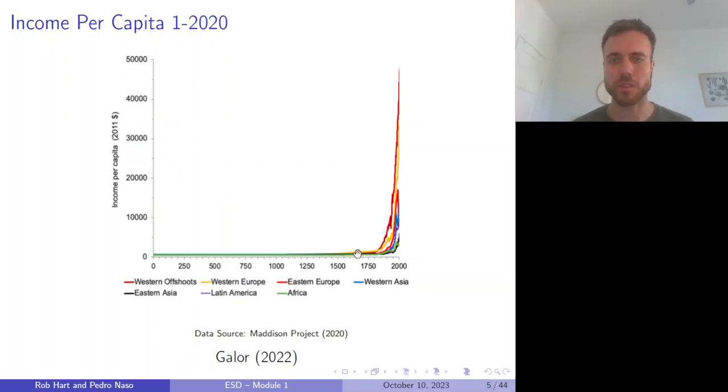And we can see that the yellow line here are Western Europe countries. So the first countries to escape from what is called the Malthusian trap, which is this long stagnation. And then we can see that after the 1800s, there was a massive, exponential increase in income per capita in the world. And even the poorest regions in the world, which is now Africa, in green here, also experienced a very important, very relevant increase in per capita income.